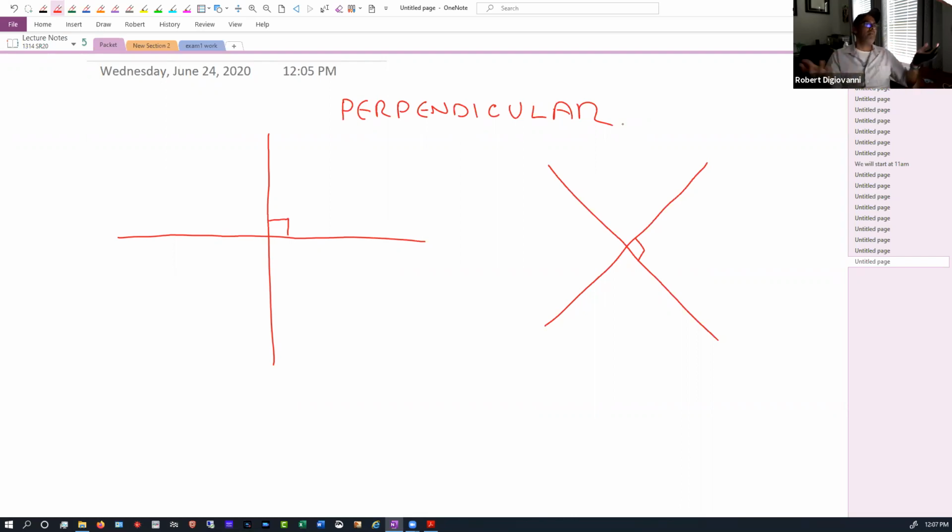Most people are not going to be able to determine this on their own, so I just have to tell you. But opposite is the most frequent guess that I get on it. Here's what they have to be. Slopes must be opposite reciprocals.